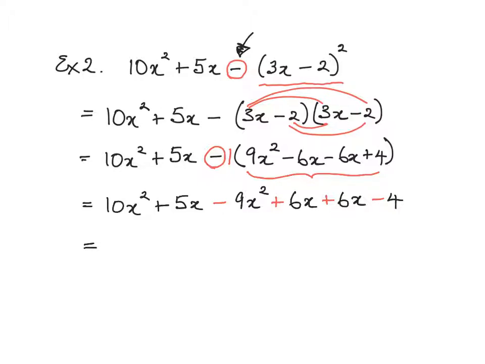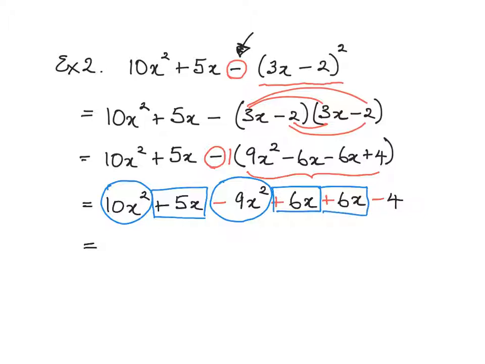Haven't quite finished yet. What I want to do now is to gather together like terms. There's a squared term. There's a squared term there. Here we have an x term, and here we have two x terms. And we've got a solitary constant at the end. So what does that give me? 10x squared minus 9x squared is 1x squared, which I'll write as x squared, plus 5x plus 6x plus 6x, that's 17x, and minus 4. And there we have it.